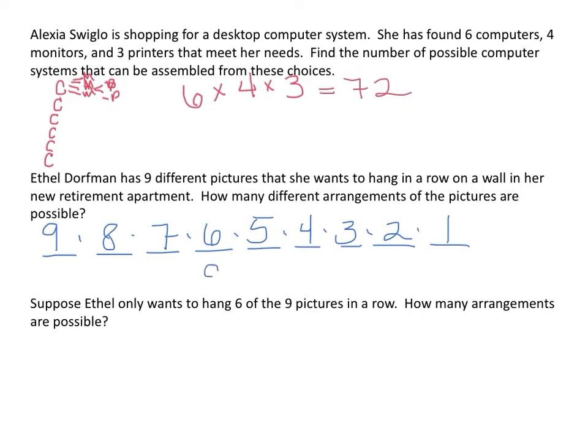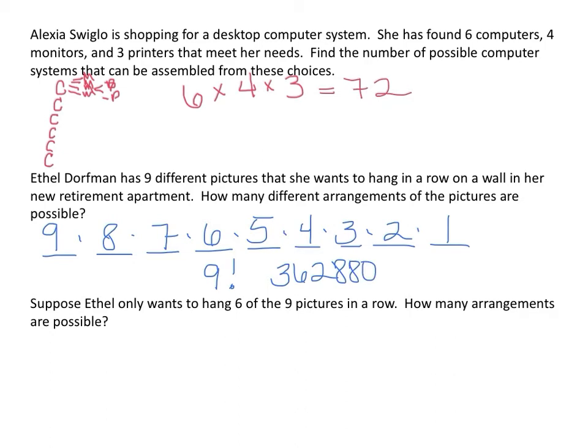We call this 9 factorial. And you actually can plug this directly into your calculator. When you calculate 9 factorial, what you will find out is there are 362,880 arrangements of 9 pictures.